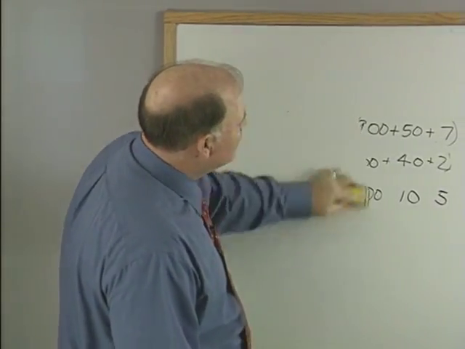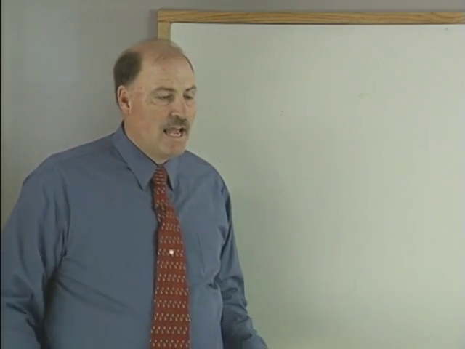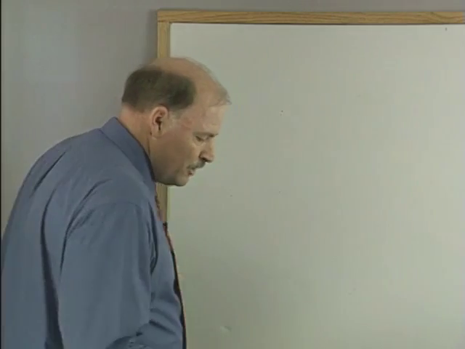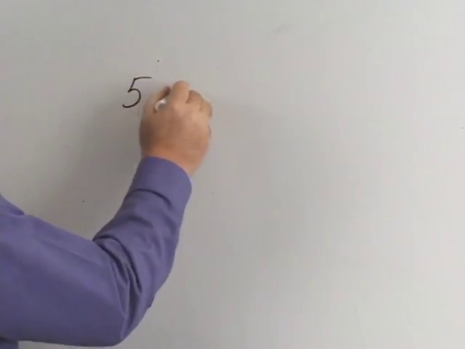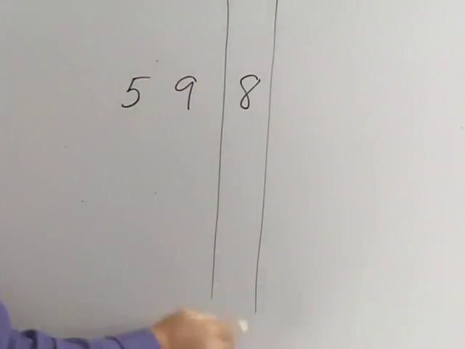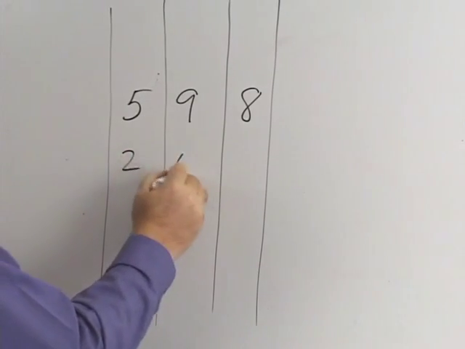Now, because it's important that you compare and combine to be the same kind, once again, turn your paper sideways. And when you do these problems, make sure that you have all the units in one place and all the tens in the next place, and then the hundreds.